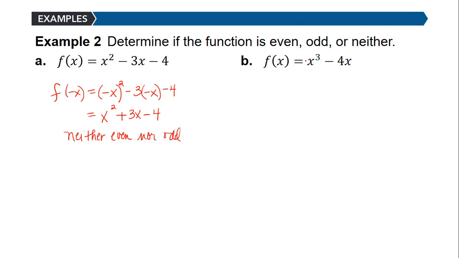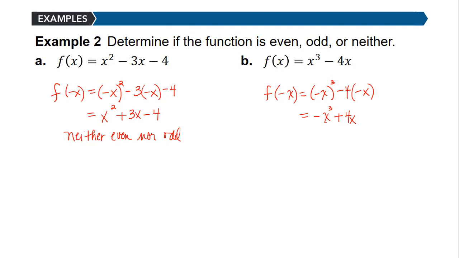What about f of x equals x cubed minus 4x? So to determine if it is even or odd, we first find f of negative x, which is in parentheses negative x, then we cube it, minus 4 times negative x. When we cube negative x, we get a negative x cubed. Negative 4 times negative x is plus 4x. So is this the same as our original function?